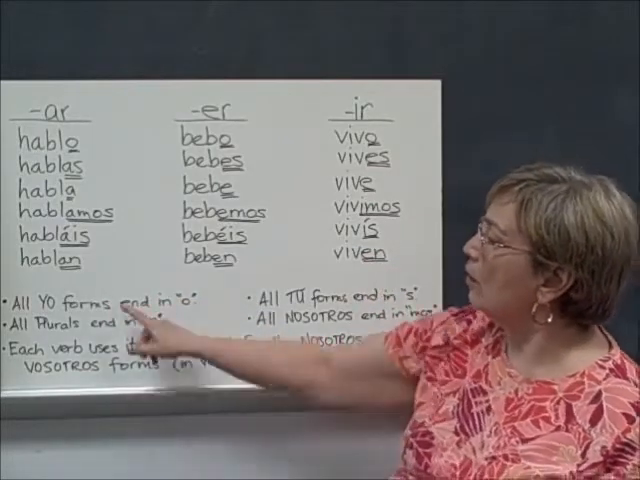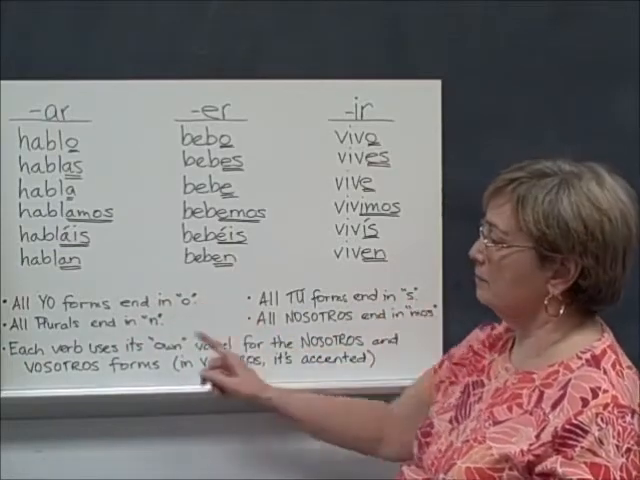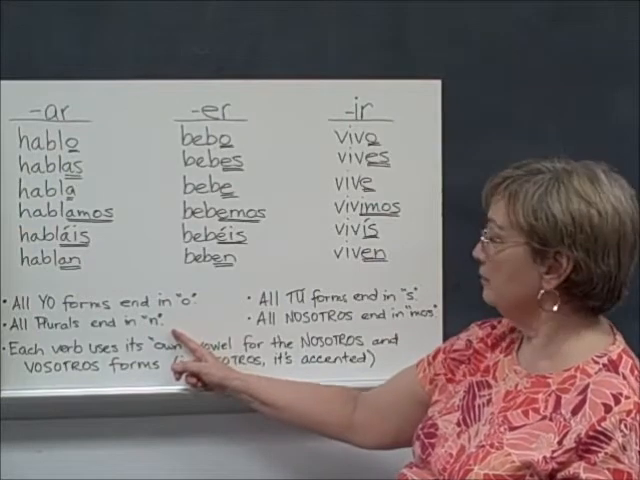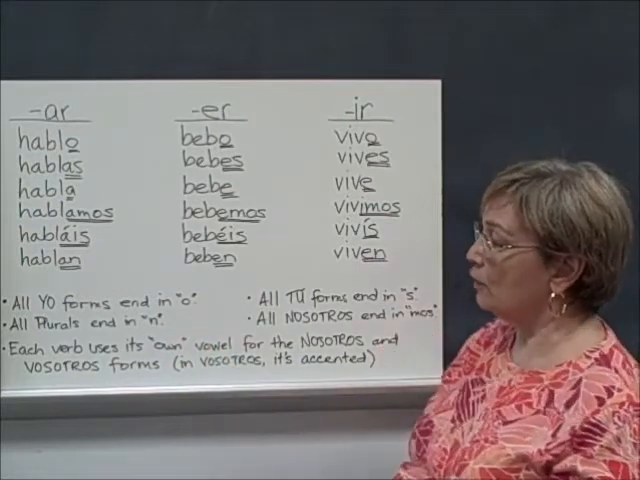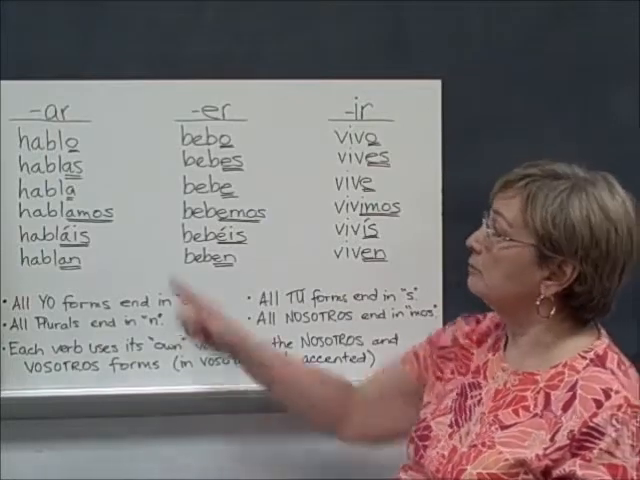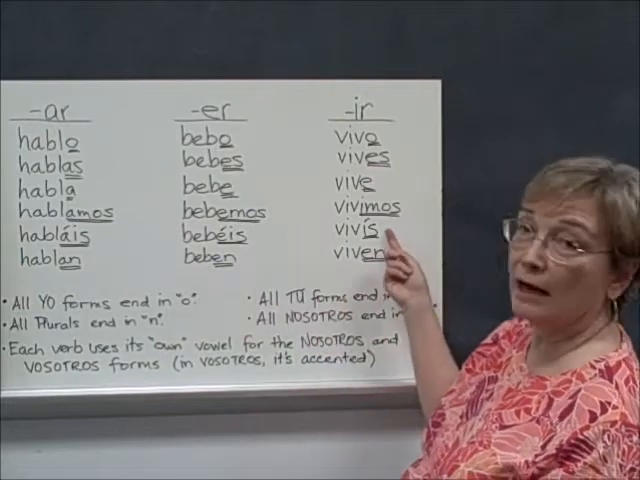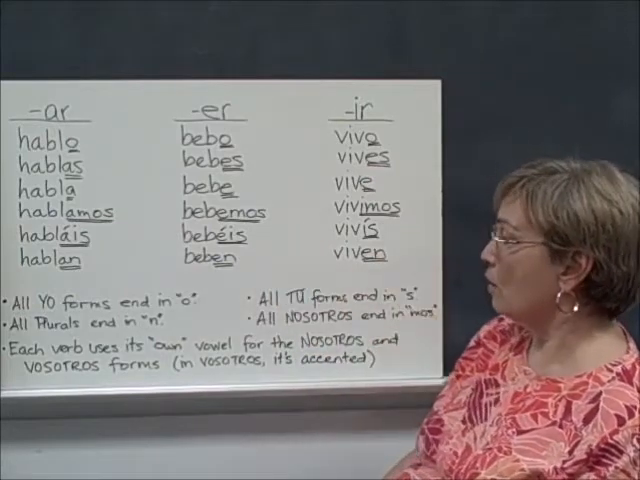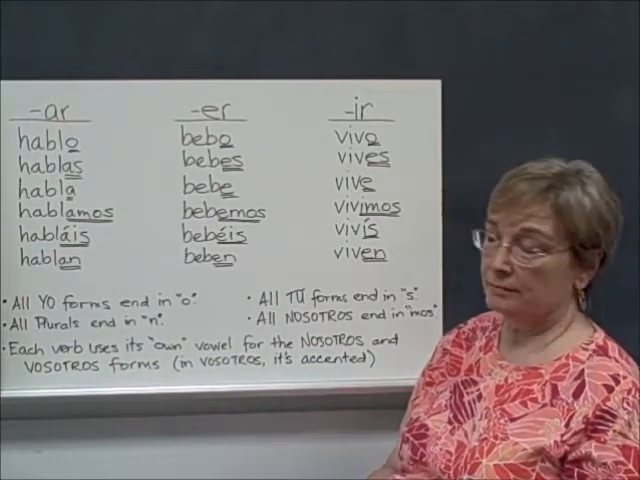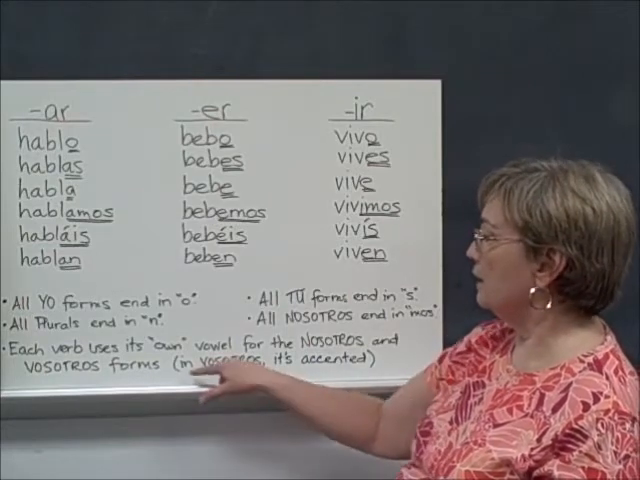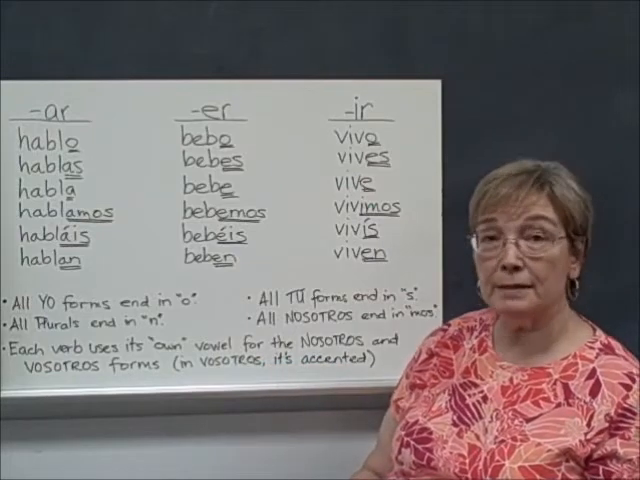Okay? So, all yo forms end in O, all tú forms end in S, all plurals end in N, all nosotros end in mos. Each verb uses its own vowel, A for AR verbs, E for ER verbs, I for IR verbs, for the nosotros and vosotros forms. Okay? And in the vosotros form, that vowel will be accented. And that's the present tense.